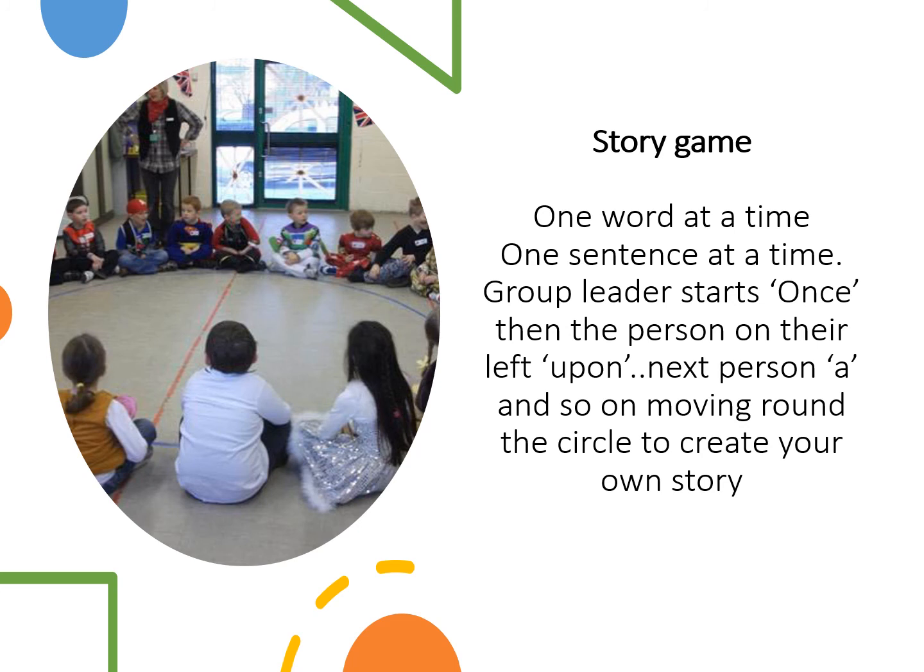So this is when you have the children in a circle. Of course, you have your circle rules. You're very clear about what you can and can't do, and confidentiality, etc. All of that obviously has to be made clear at the outset. But in this story game, in this instance, you take one word at a time or one sentence at a time. So the group leader would start, so once, then the person on their left would say upon, then the next person would say a, upon, a time, etc., going around with one word or one sentence.